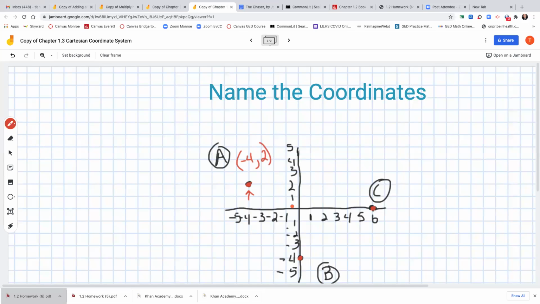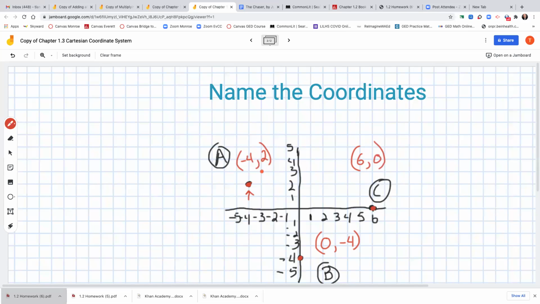For point B there, hopefully you guys can still see that okay, down here at the bottom of the screen, my x is 0 and my y is -4. That's what B is. And C here, my x is 6, and my y is 0. And that's how I would label those coordinates. That's how I would label A, B, and C.